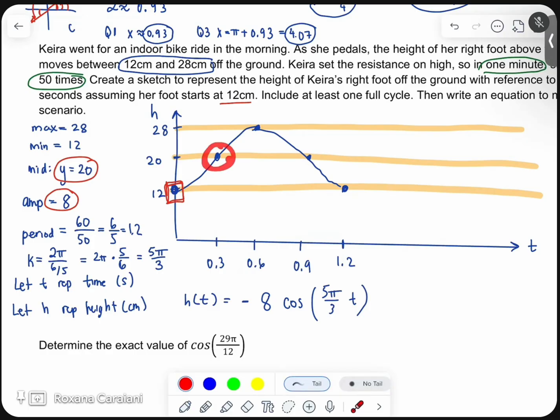If I chose this point here, then I'd be using a sine function with no reflection, and I would need a phase shift to the right 0.3, which is totally fine. I would accept that. But to me, why would I use a more complicated equation that has more transformations involved? And then finally, I need the midline at the end, which is plus 20.